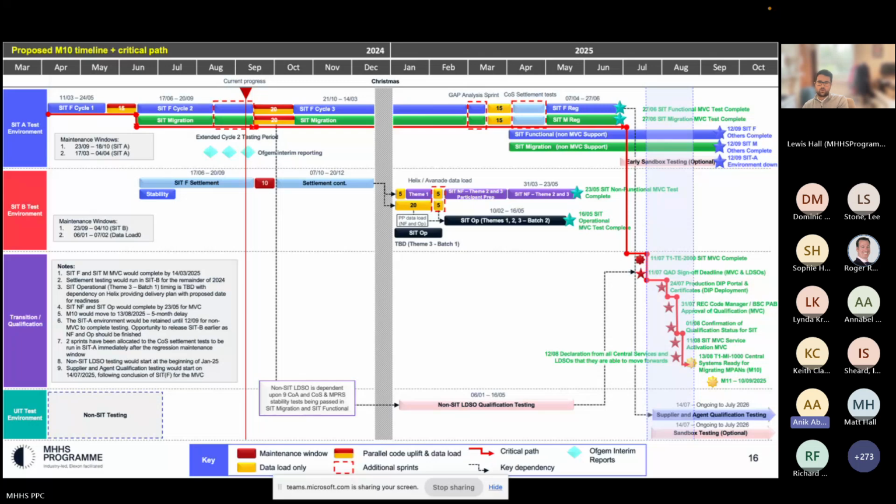Yes. So if you see the bottom swim lane, you'll see the supplier and agent qualification testing chevron, which is the blue one, and the dependency running from SIT functional through to that. There's a 2-week gap between the two in the current plan, and that dependency and gap remain the same. What has changed is that the supplier and agent now goes from starting on the 3rd of February and running for 12 months to the 14th of July and running for 12 months. Okay, thanks, Lewis.